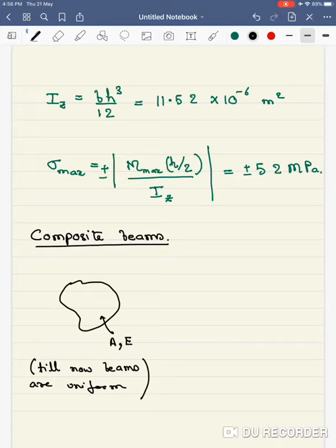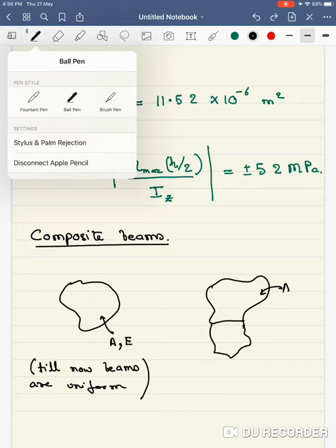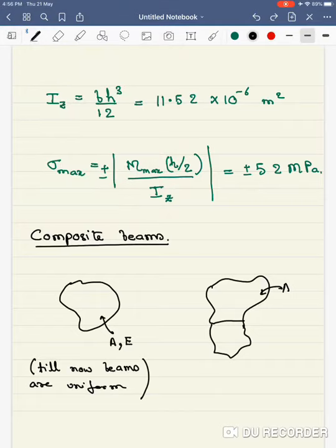Uniform meaning there is one E, or one modulus, associated with this entire problem. But you can have a more complex scenario where half of the beam is made of one material and another part is made of another material. How will you work this problem?